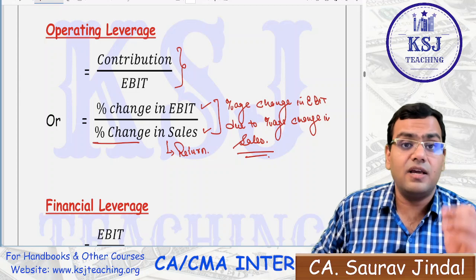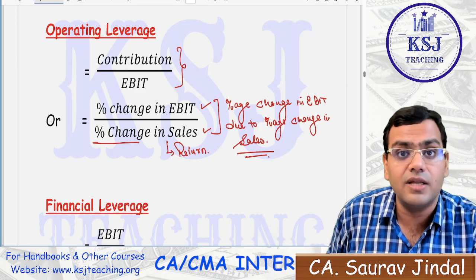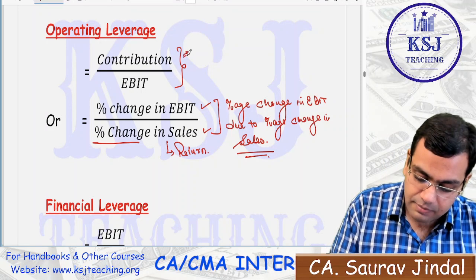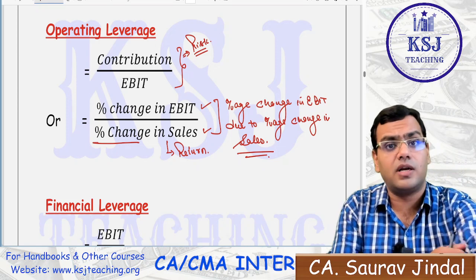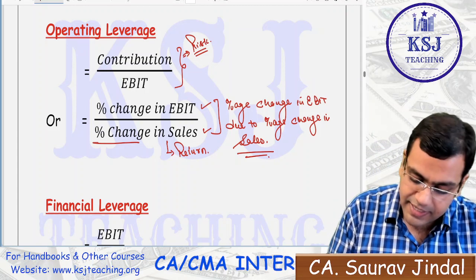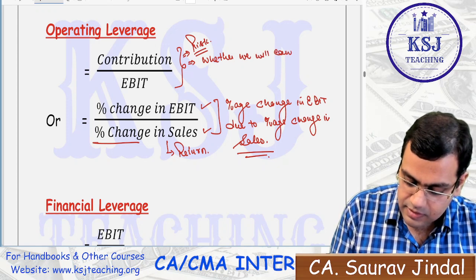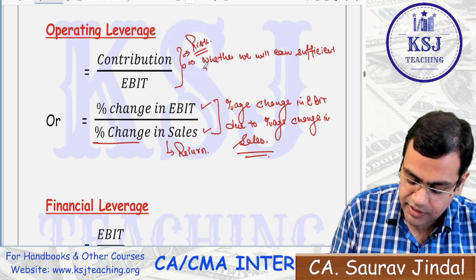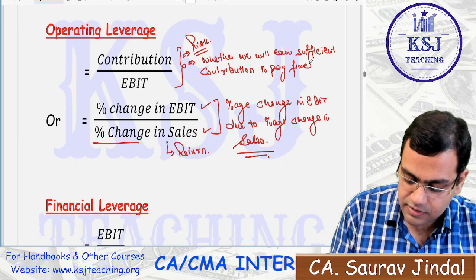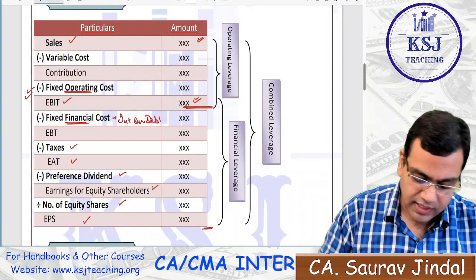Sir, whether we will be earning the sufficient contribution so that we are able to pay our fixed operating cost and earn EBIT. This is the relation between the contribution and EBIT. Sir, how many times is our contribution of our EBIT? Right? So this combination is from the viewpoint of risk, because if you do not earn sufficient contribution, then you will not be able to pay the fixed operating cost, and obviously how will you earn EBIT, sir? You will not be able to earn the EBIT, right? So this aspect says whether we will earn sufficient contribution to pay our fixed operating cost and earn EBIT.